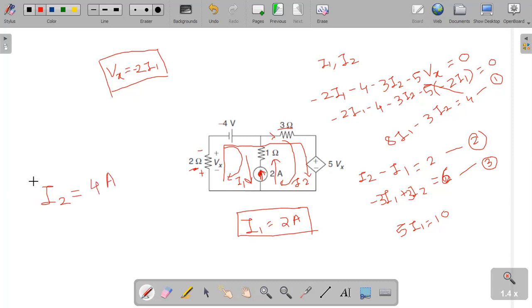So we have solved this problem using super mesh analysis. The important point in super mesh analysis is that whenever we get a current source in the common branch of meshes, we have to consider it as a super mesh. So you have to apply the KVL to the outer loop or the super mesh, and the second equation you will get by applying KCL to that common branch.